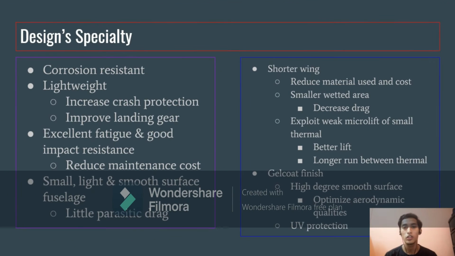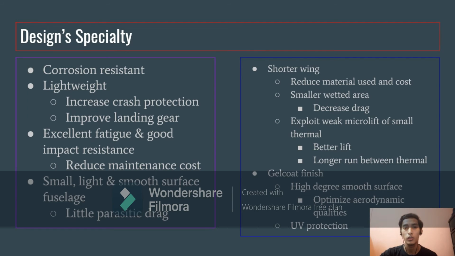Hi, my name is Muhammad Izhar bin Ismail. My metric number 206200. I'm going to talk about design specialty. We use carbon fiber composite because it does not corrode like metal, so we can use our glider for a long time period. Our glider can be built with a light weight, and it will increase the crash protection and improve the landing gear. It also provides excellent fatigue and good impact resistance, so we can reduce the maintenance cost.